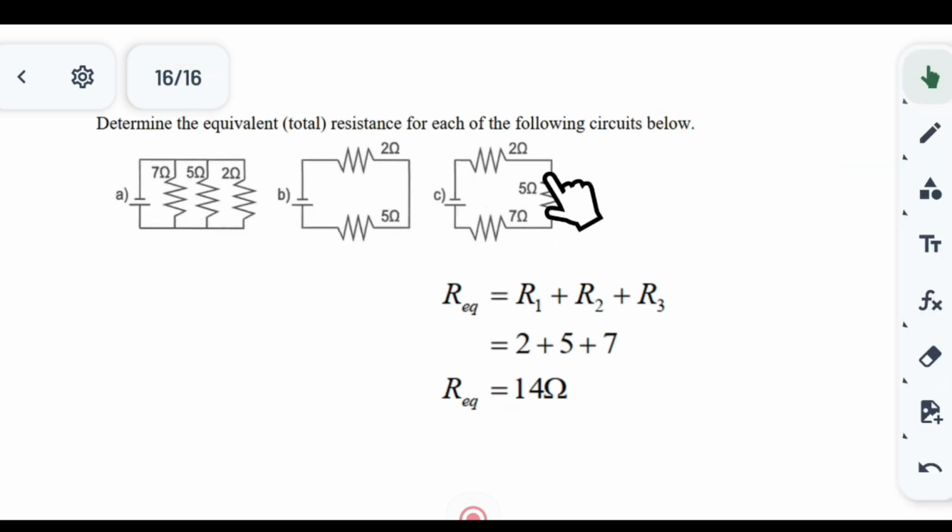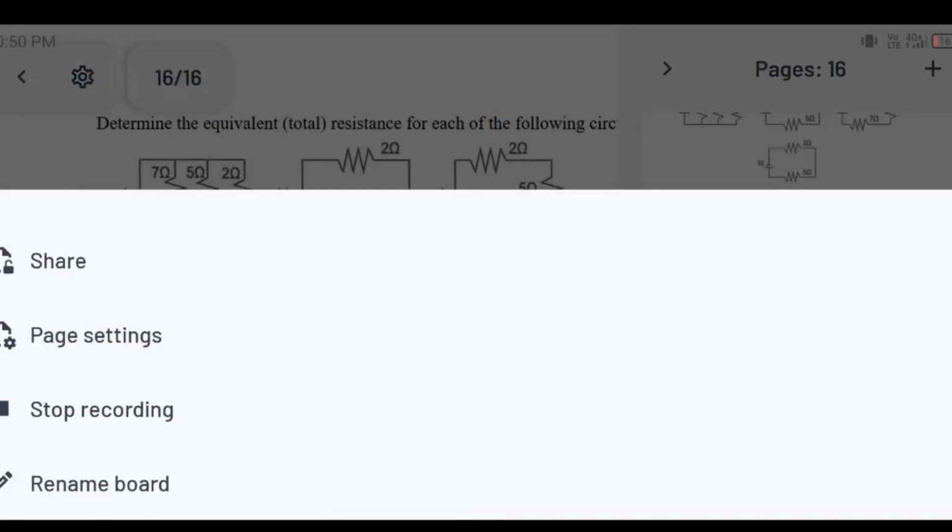For letter C, you have 3 resistances: 2 ohms, 5 ohms, and 7 ohms. You just have to add them in a series circuit. So 2 plus 5 plus 7 will be 14 ohms. So that concludes this lecture video.